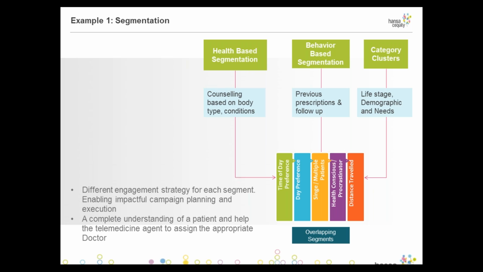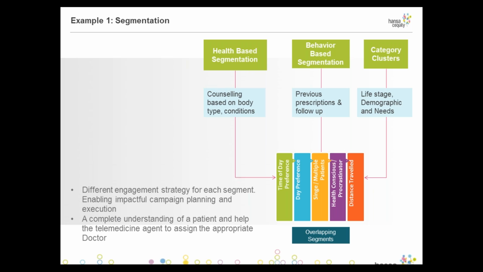So typically, if you take this particular case, there are a number of data points which could be considered. The first is the health status of the individual. So let's say the BMI would give you the body type. What are the existing medical conditions? How serious they are, and so on and so forth. The second one could be a behavior-based segmentation, which is what is the past behavior of this particular customer with me. So, what are the different products or services that customer has consumed?